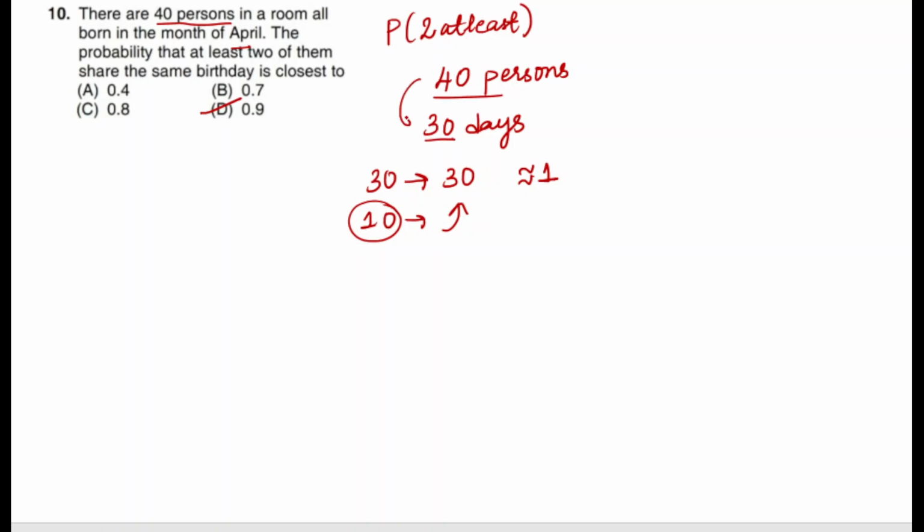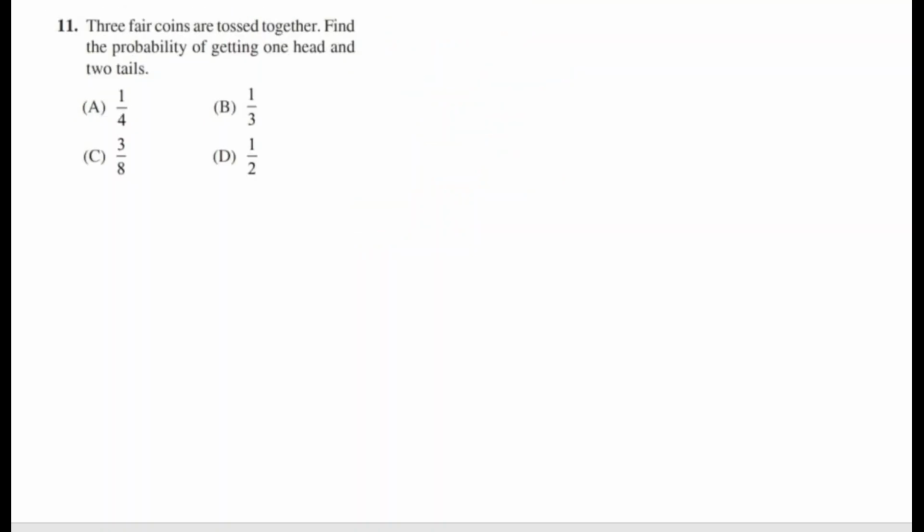If I consider all 30 will have 30 different birthdays, the remaining 10 will share the same birthdays, right? And in that, the probability will be nearly equal to 1. So which option is the closest out of these 4? 0.9 is the closest option. Yes. Now let us proceed to the next question.